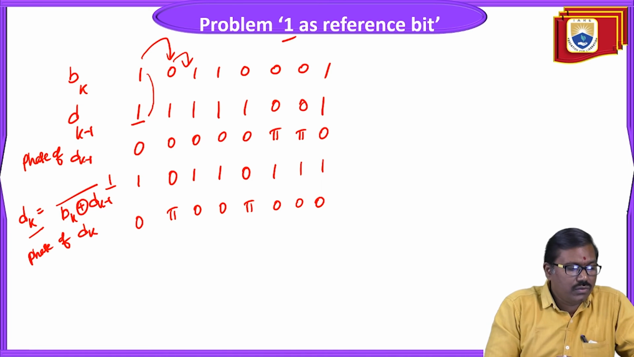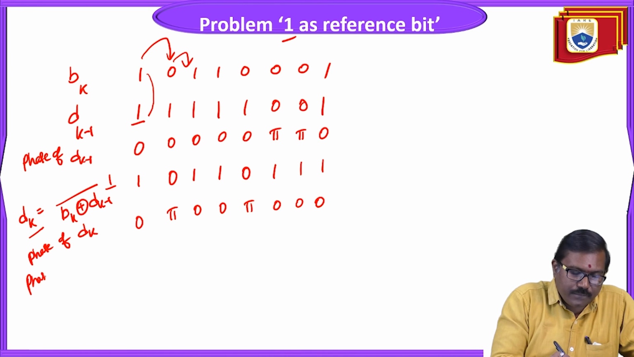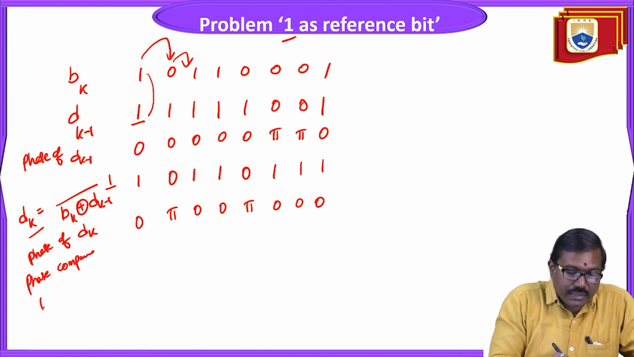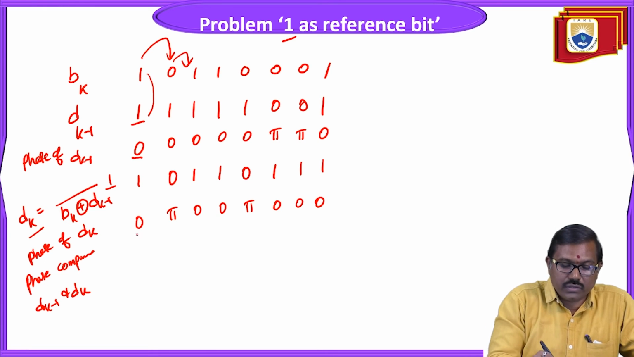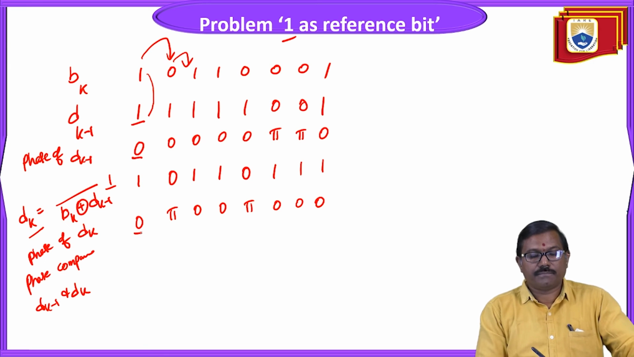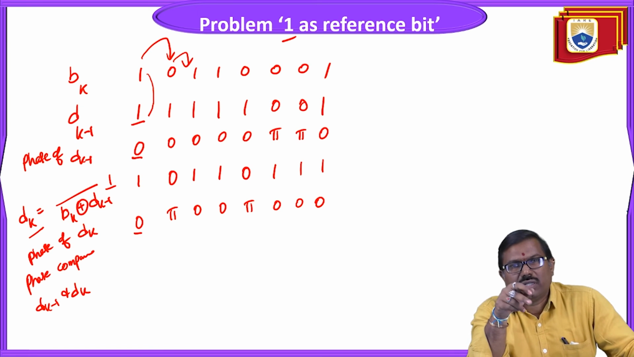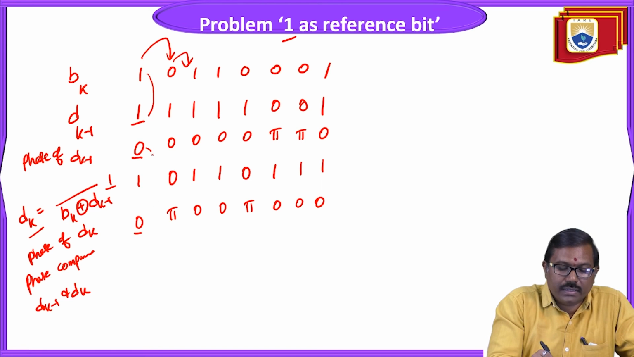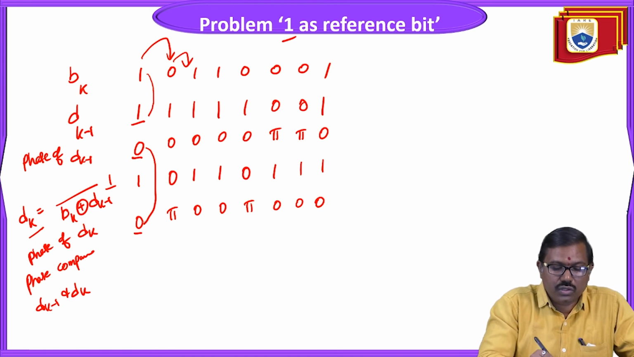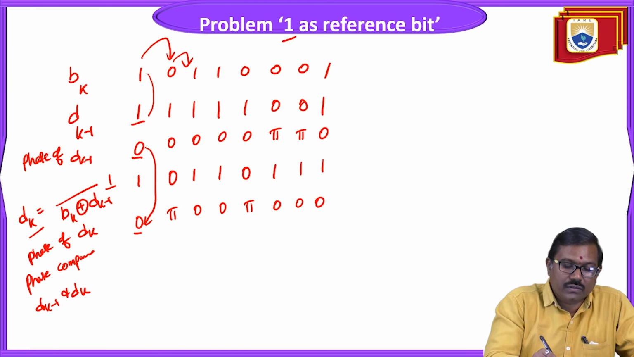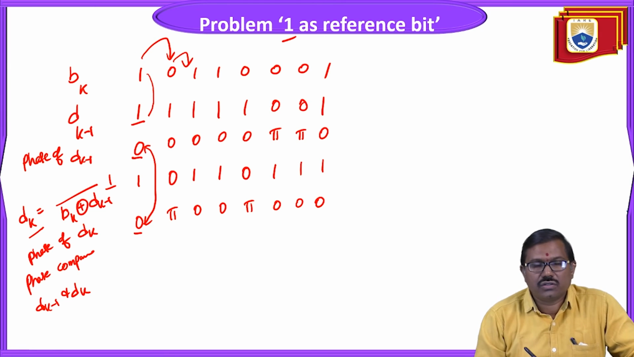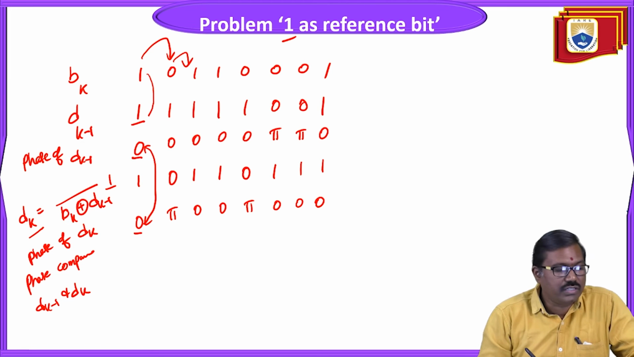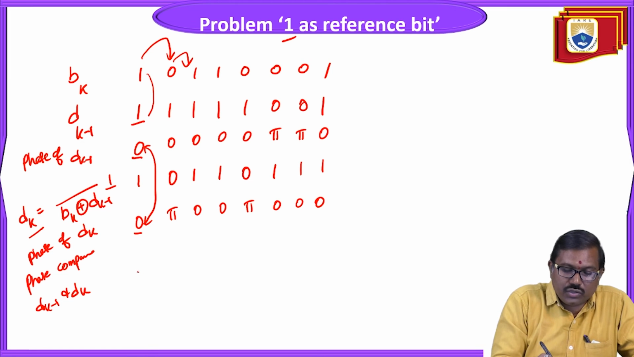Okay. Now the phase comparison between DK minus 1 and DK. So this is the phase value, and this is the phase value: phase of DK minus 1, phase of DK. Here we are going to compare these two. Is there any change for 0 0? No. So there is no phase change, which means it produces 1.